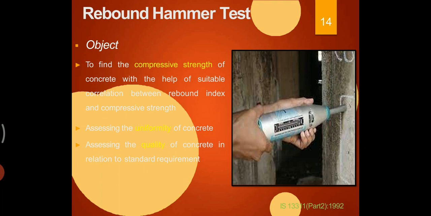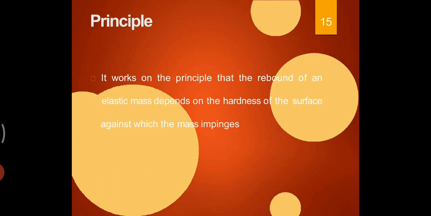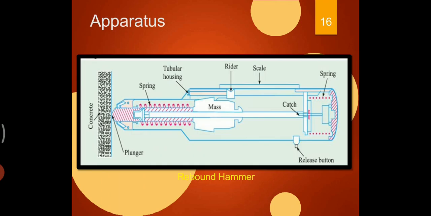We can assess the uniformity of concrete, and we can also assess the quality of concrete in relation to standard requirements. What is the principle behind this? It works on the principle that the rebound of an elastic mass depends on the hardness of the surface against which the mass impinges.